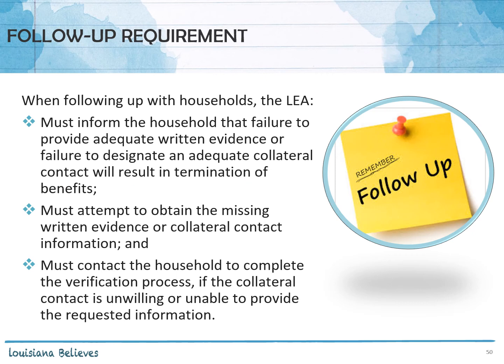When following up with households, the LEA must inform the household that failure to provide adequate written evidence or failure to designate an adequate collateral contact will result in termination of benefits. The LEA must attempt to obtain the missing written evidence or collateral contact information, and they must contact the household to complete the verification process if the collateral contact is unwilling or unable to provide the requested information. We will discuss more about collateral contacts on the next slide.